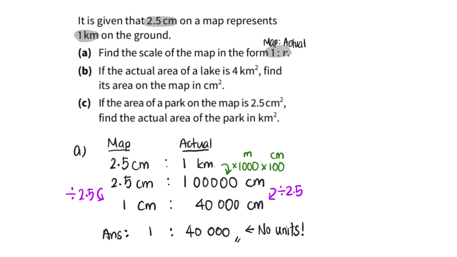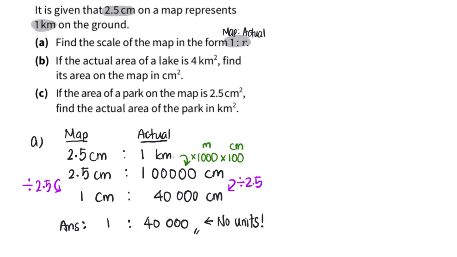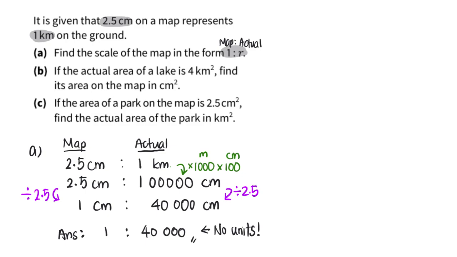Let's look at part B. We are working with area scale now. So for this particular question, we have to go back to the actual. It's 1 kilometer represented by, on the map, 2.5 cm.